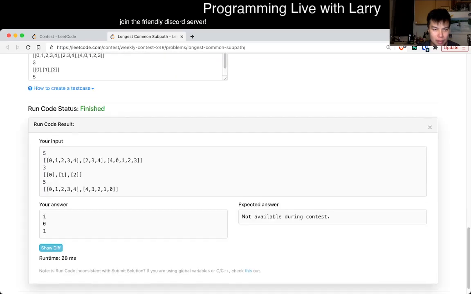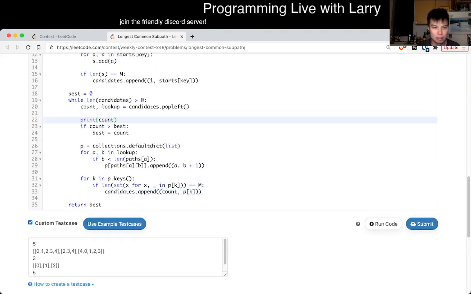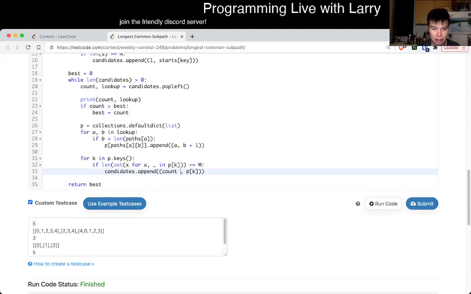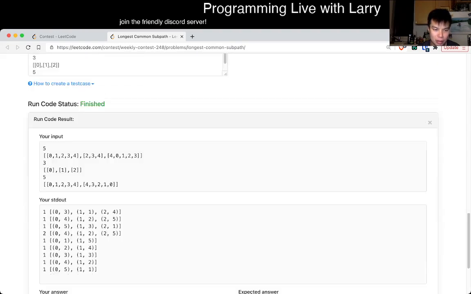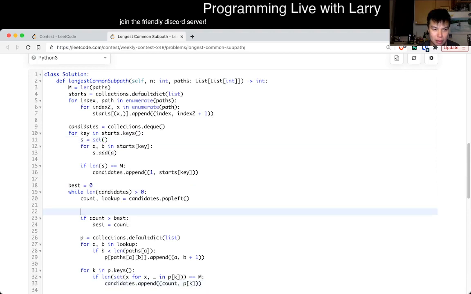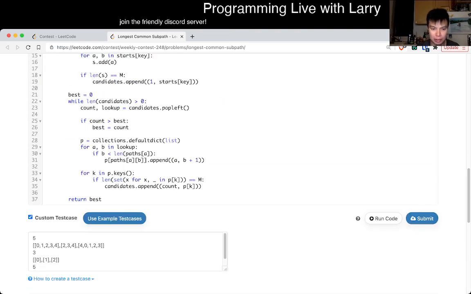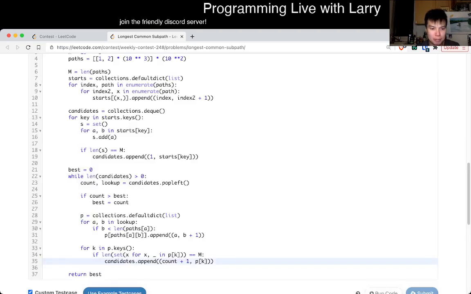Why is this wrong? Oh, whoops. I knew that. Pay to win. Okay, so this is right. But this is still going to give me the wrong answer, or time limit exceeded. I don't know what to do.